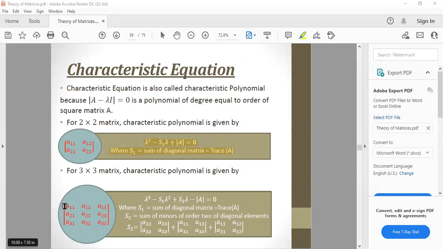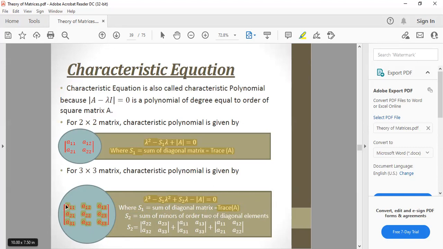Now what happens for the 3 by 3 matrix? This is the 3 by 3 matrix here. The formula is this: lambda cube minus s1 lambda square plus s2 lambda minus determinant of A equal to 0. What is s1? S1 is again the trace of the matrix. What is S2? The sum of minors of order 2 of diagonal elements.